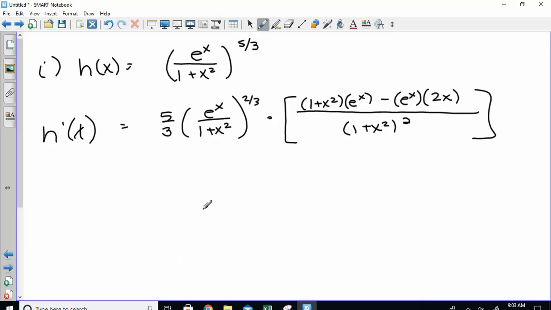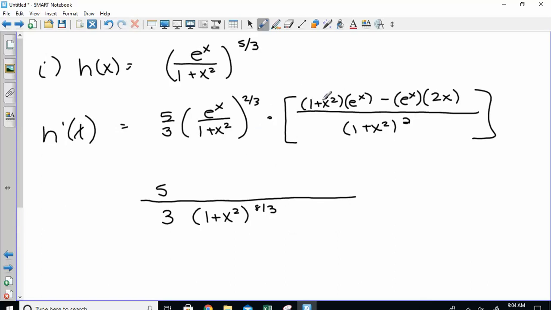You don't just circle it. We can clean this up a little bit. How many points would we miss if we circled it? Cass did. He circled it. So our denominator, we have a 5 on top, a 3 on the bottom. This is 1 plus x squared to the 2/3 and 1 plus x squared squared. So if you multiply those, you would add the exponents. So 2/3 plus 2 would be 8/3.